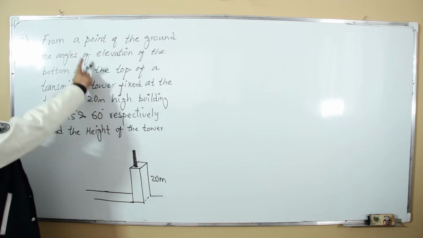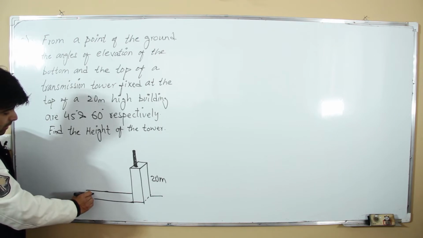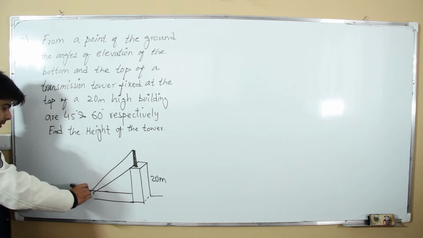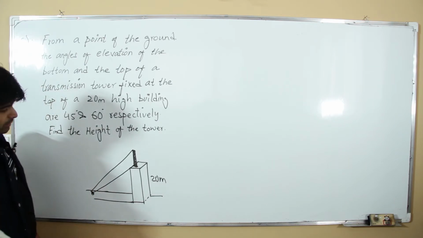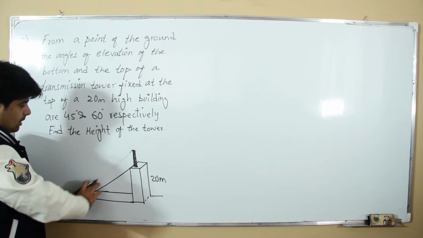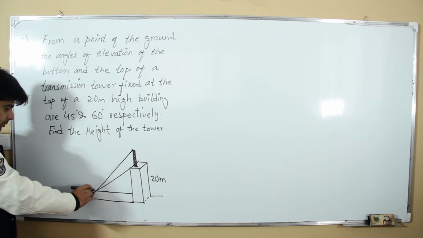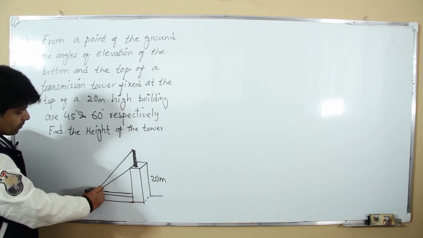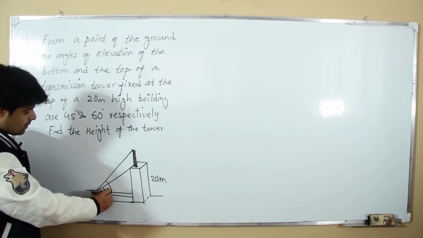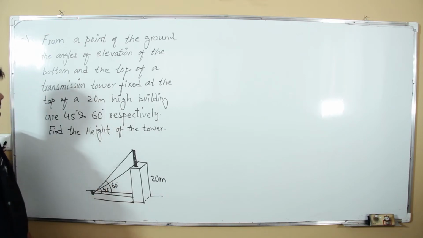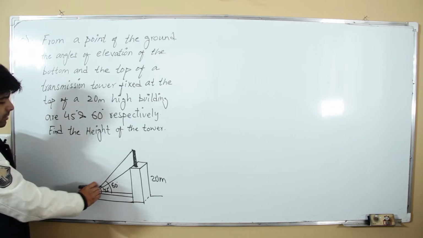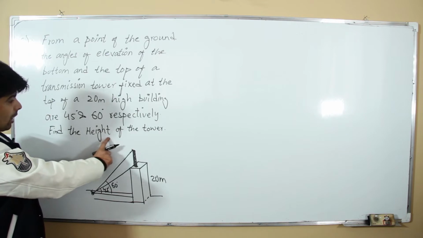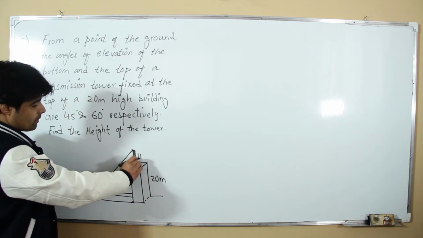What does it mean? From a point on the ground. This is a point on the ground. This is the angle of the bottom and this is the angle of the what? Angle of the top. First one is angle of bottom and the second one is angle of the top. They are respectively 45 degree and 60. Now you have to find the what? The height of the tower. This one you have to find.